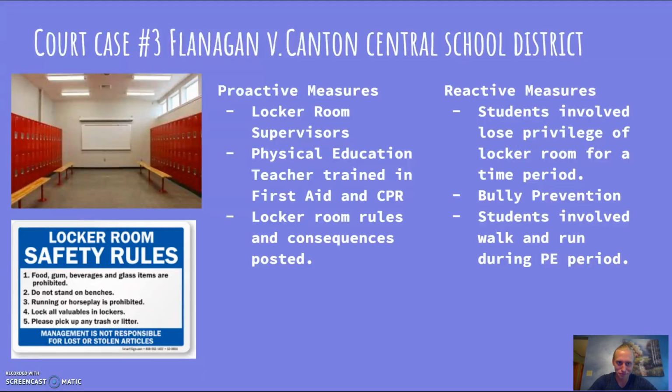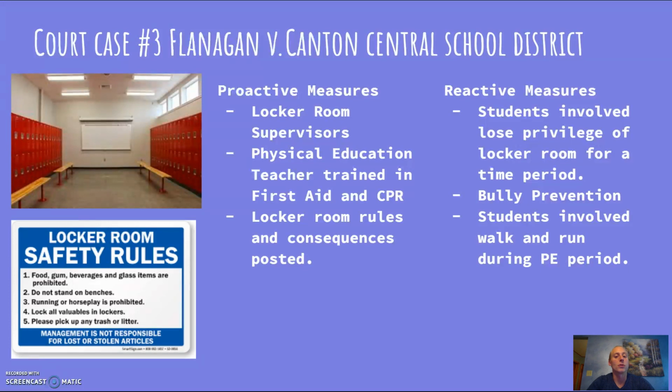Court case number 3, we're looking at Flanagan versus Canton Central School District. Being an adaptive physical education teacher, I tried to pick some physical education cases towards the end of this presentation. What basically happened in this scenario was students were getting dressed in the locker room before PE class. The physical education teacher wasn't there. Therefore, there was an assault, a big bully fight inside the locker room.